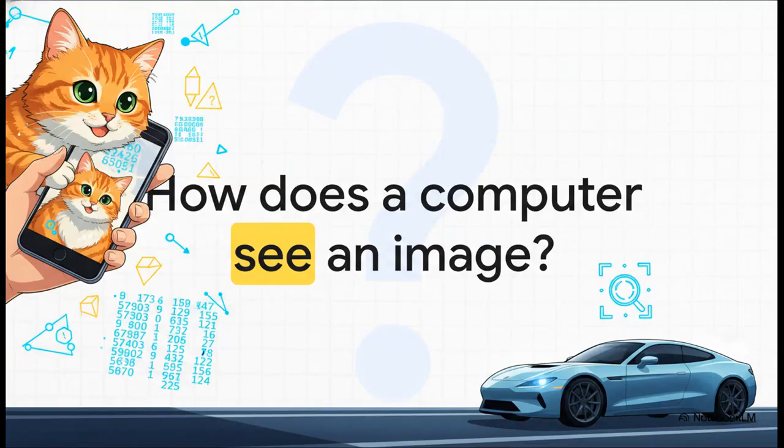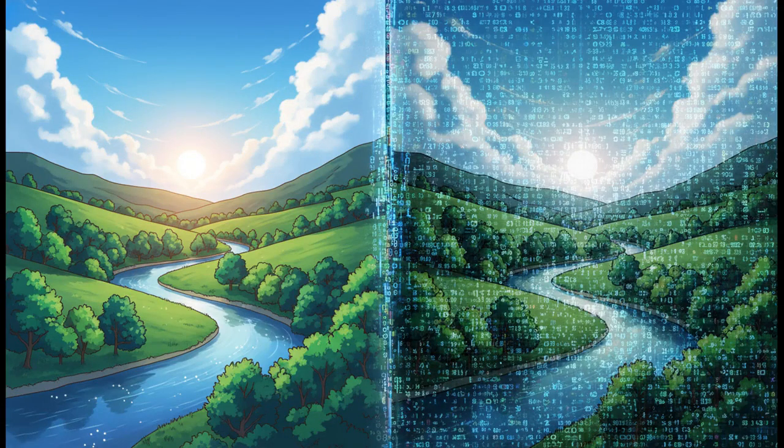So let's just start with a really simple question. You look at a picture, right? You see objects, colors, maybe a whole story. But when a computer looks at that exact same picture, what does it see? How in the world does an AI know that's a car on the street when, to a machine, it's all just pixels? Well, here's the surprising answer.